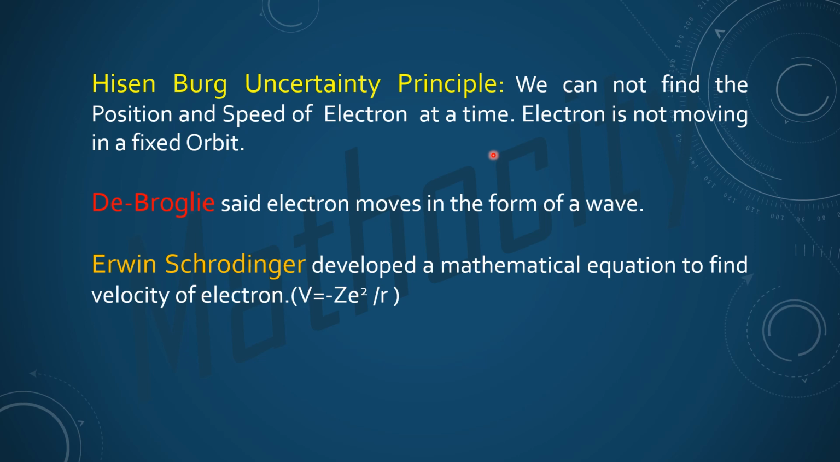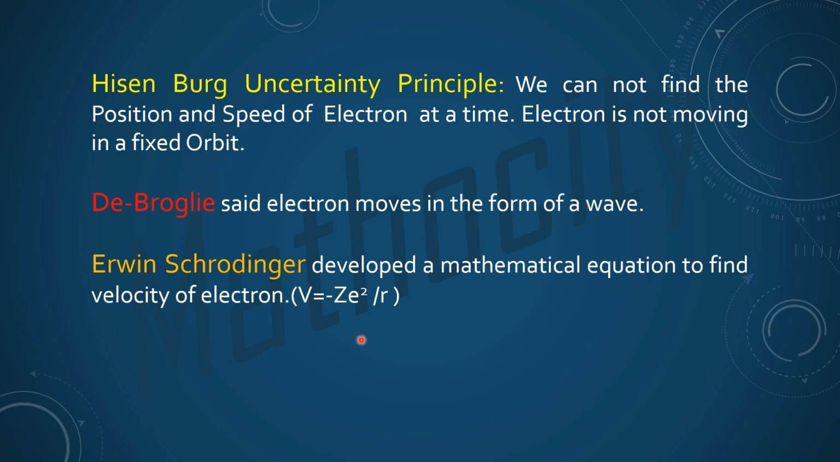After that, de Broglie said that the electron moves in the form of a wave. Are you clear about that one? This is known as the dual nature of the electron. Now, Erwin Schrödinger, who is that? Erwin Schrödinger developed a mathematical equation to find the velocity of the electron, which you will learn in your higher classes. Are you clear about that one?